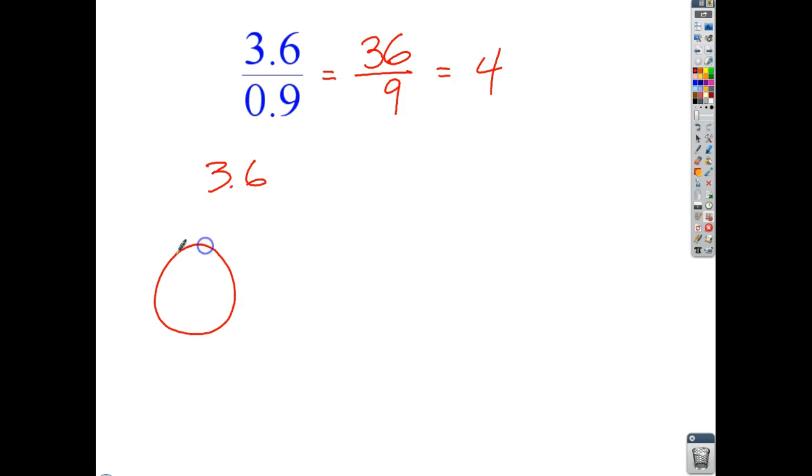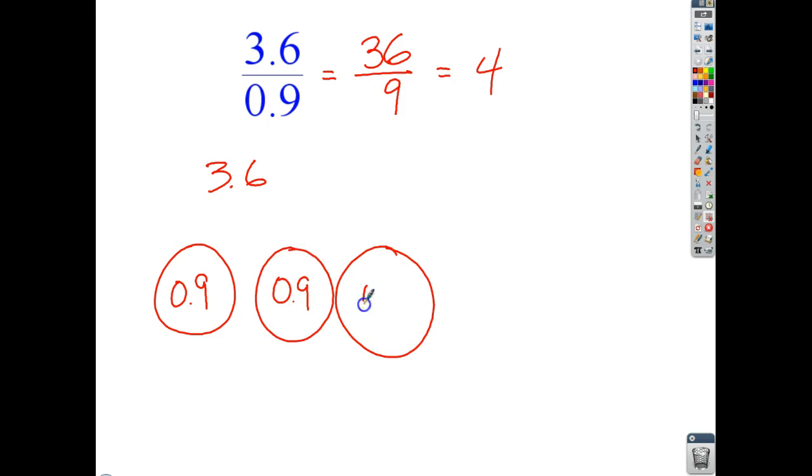Okay, now if you need to see what this looks like, if I have 3.6, okay, and I want to break it into groups, okay, and I want to put 0.9 into groups, okay, so here's one, I have 0.9 again, I do this, I get 0.9 again, and I do 0.9, and if I keep adding here, right, I get 0.9 plus another 0.9 will be 1.8, and then I add another one and it's 2.7, and I add another one, it's 3.6.